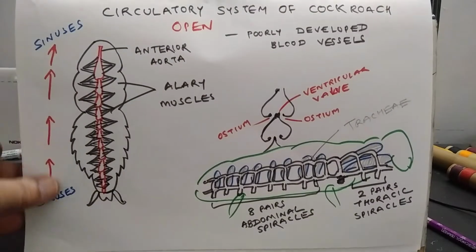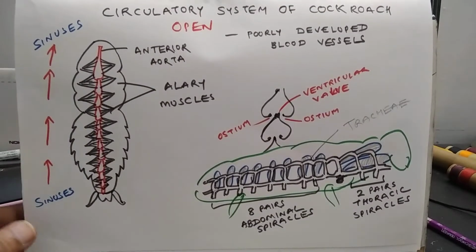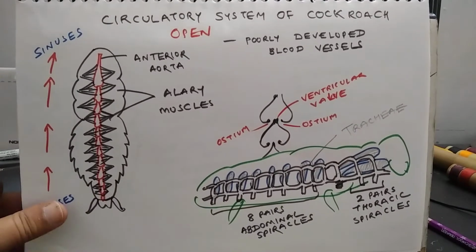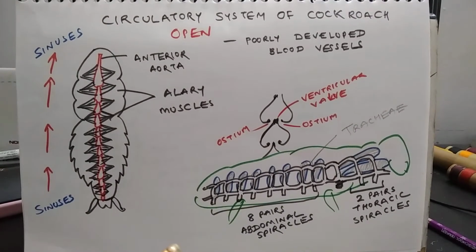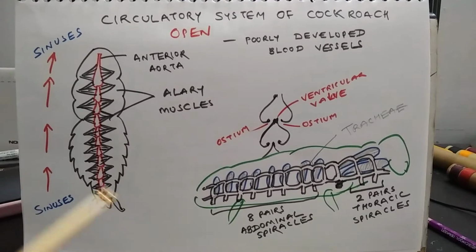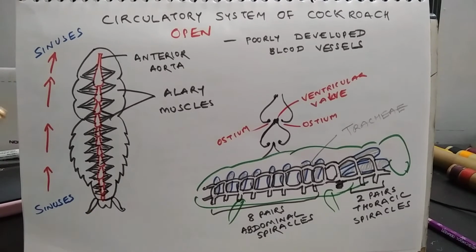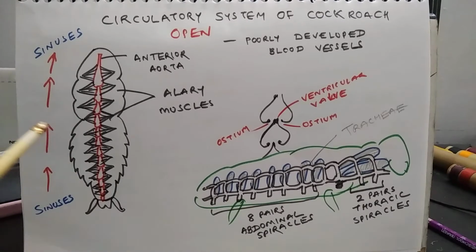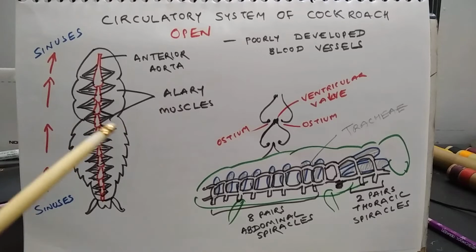Let us see what is there in the circulatory system of cockroach. The cockroaches have an open circulatory system. Blood vessels are poorly developed, and there is a series of hearts running longitudinally along the body of the cockroach. And these hearts are controlled by alary muscles.